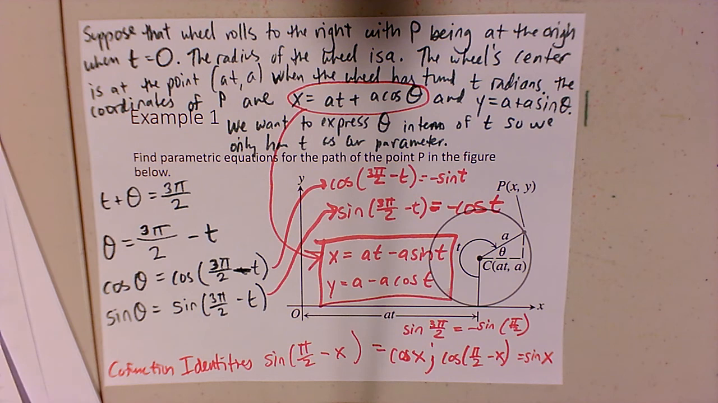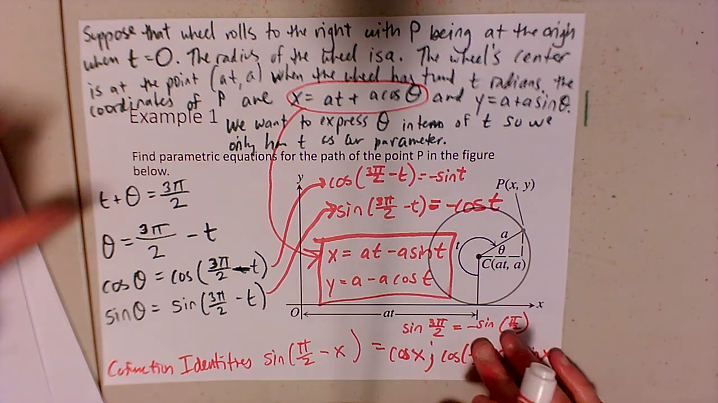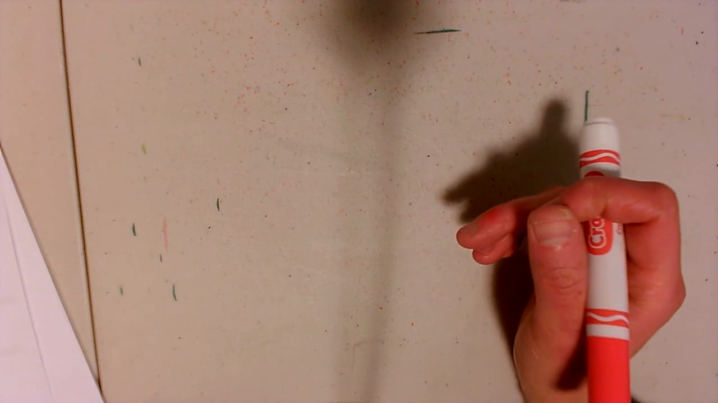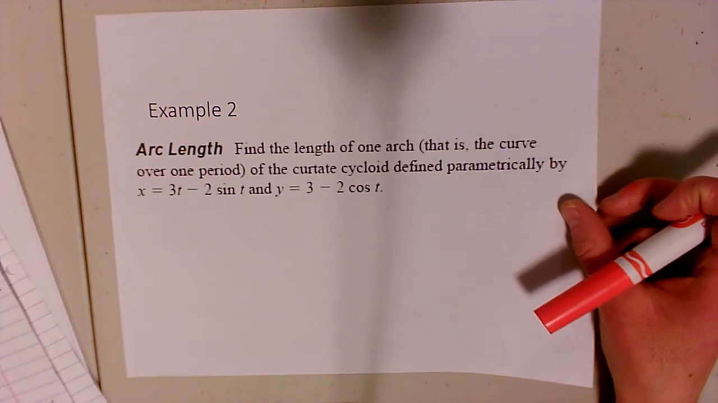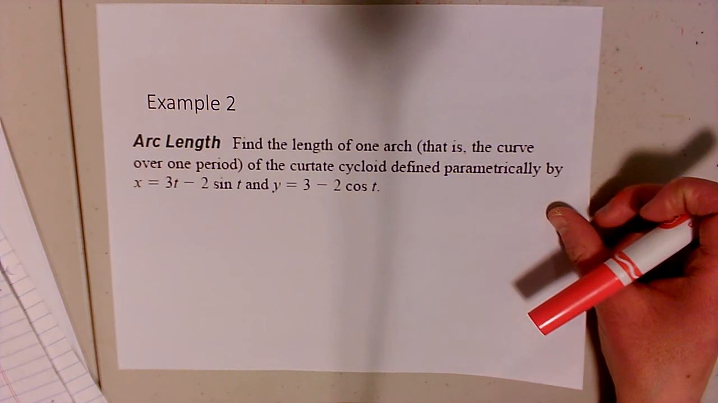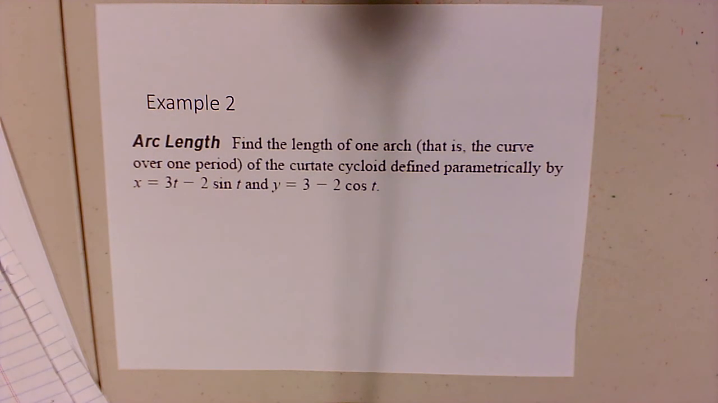Alright. So, the next thing that we can do, we can do example 2 to figure out the arc length of something. Alright, so what we want to do is find the length of one arch or one curve over one period of the cycloid given by x is 3t minus 2 sine t and y is 3 minus 2 cosine t.